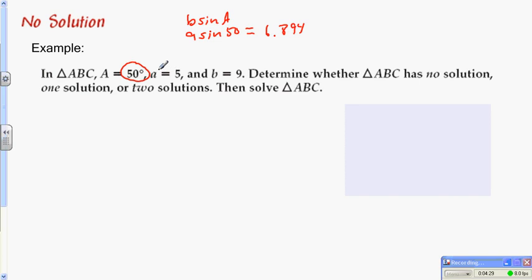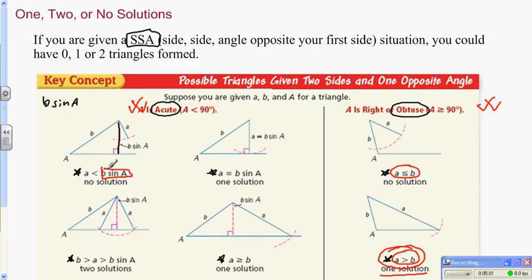Now we're going to compare A to that. So 5 and 6.894. 5 is less than B sine A, or 6.8. So in other words, A is less than B sine A. So let's see what that looks like right here. A is less than B sine of A. We had 5 is less than 6 point something.